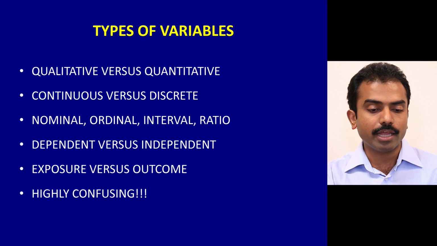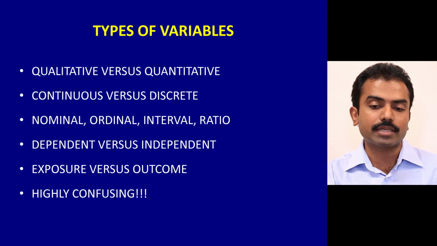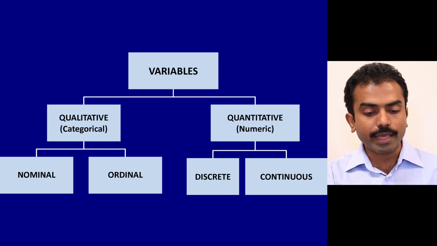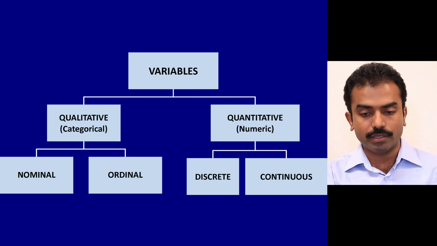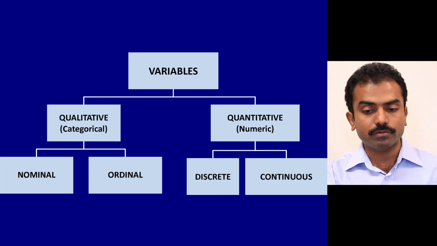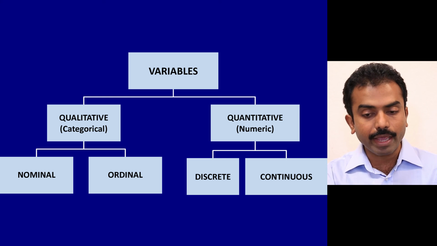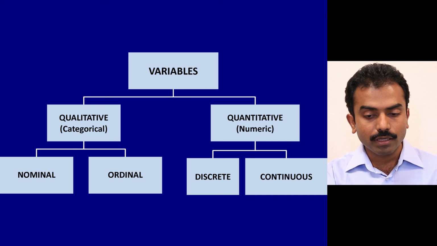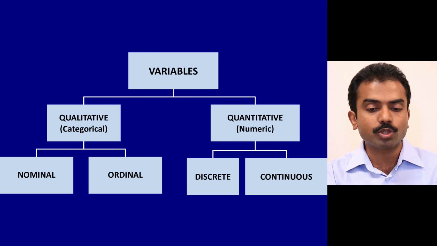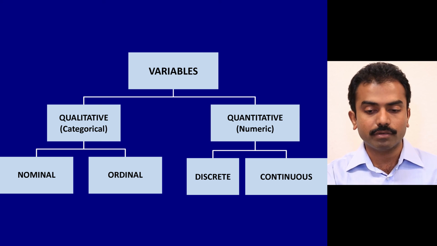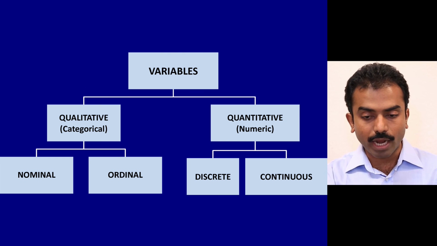Let's look at a classification, a framework as to how we can understand the different types of variables. Variables can be broadly divided into 2 major categories: qualitative and quantitative. Whenever a variable is expressed in terms of numbers, that is called a quantitative or numeric variable. Whereas when a variable is expressed in terms of a quality, then it is a qualitative variable or a categorical variable. Let's take some examples to understand this further.